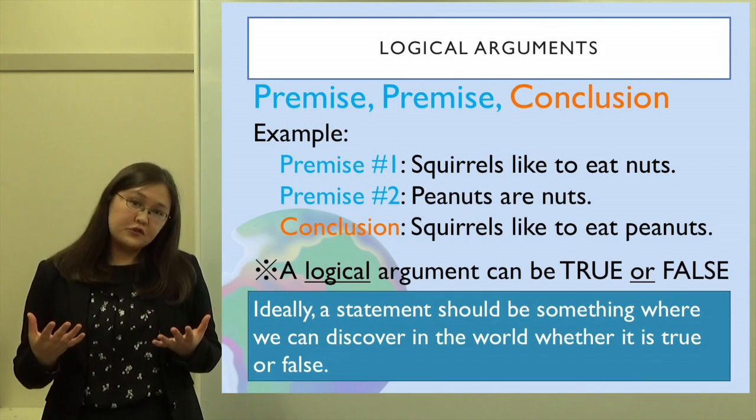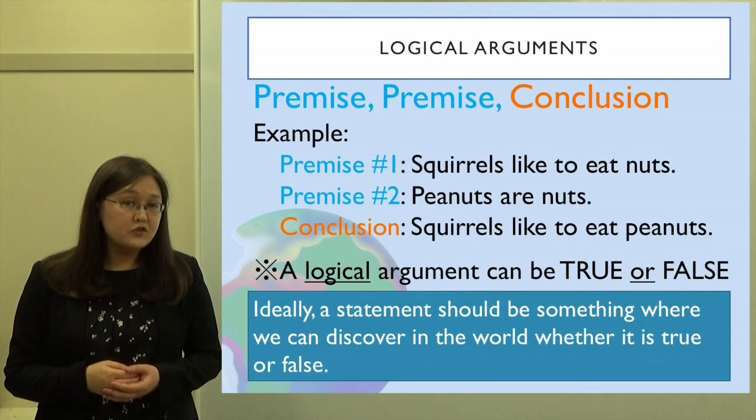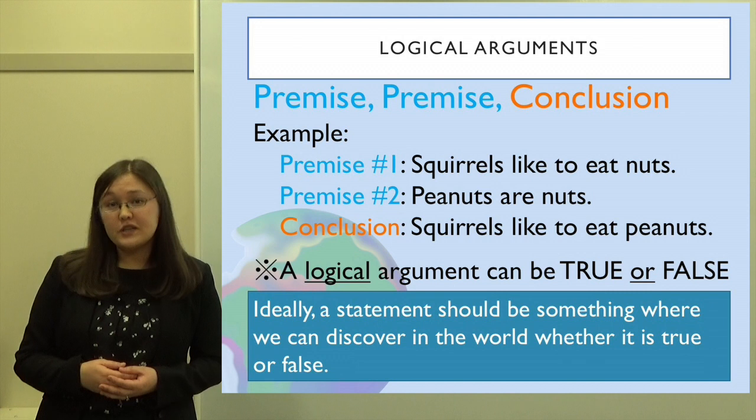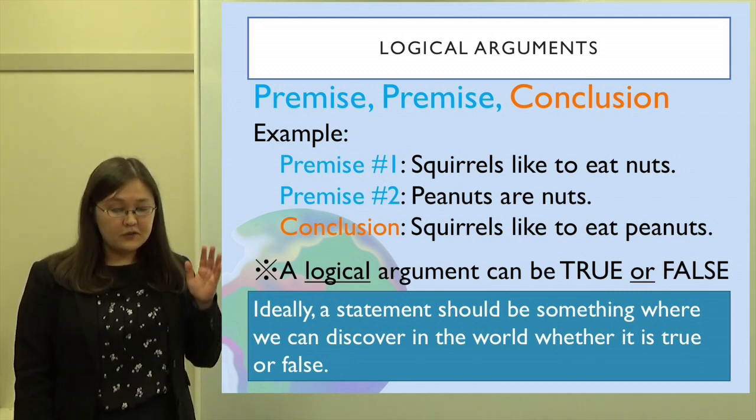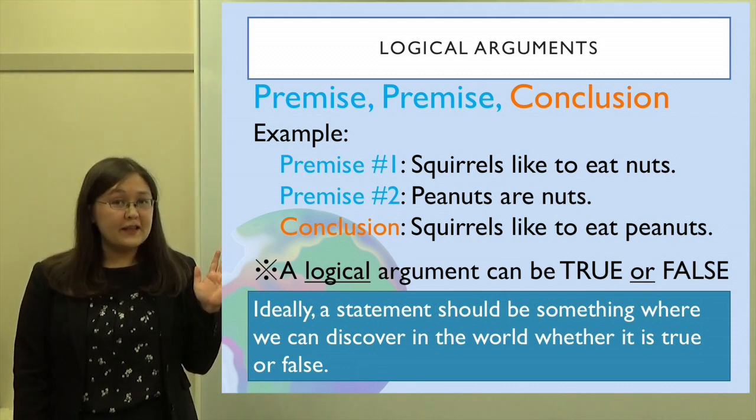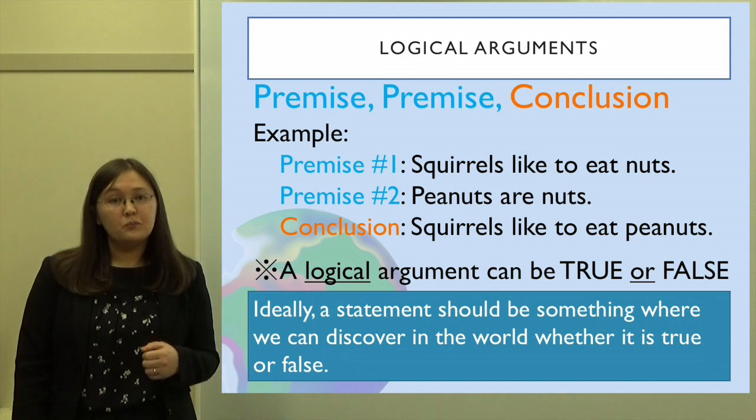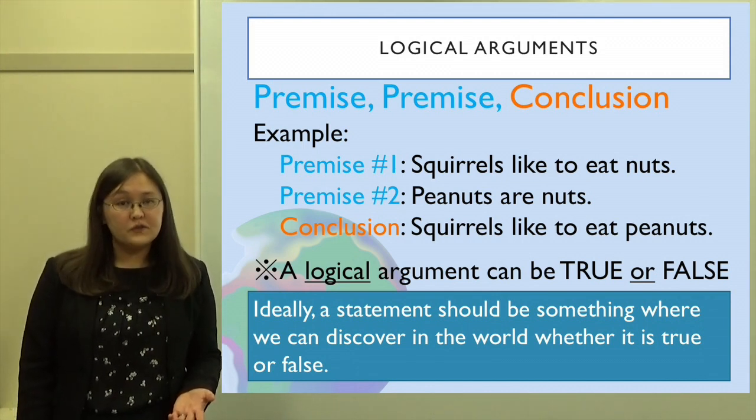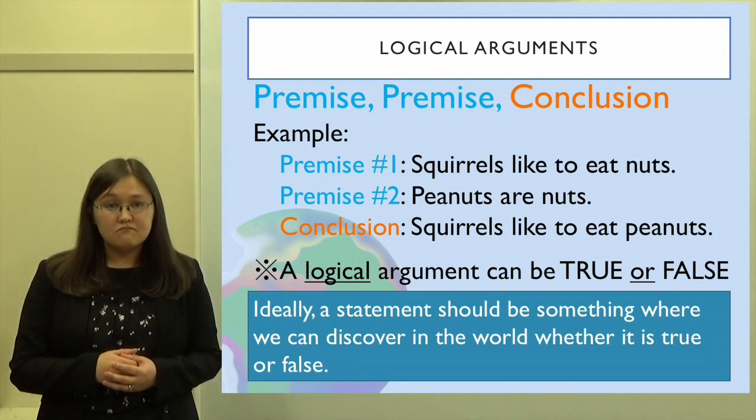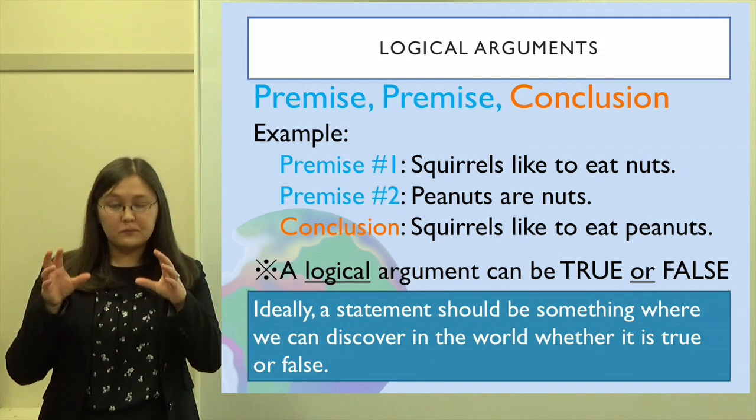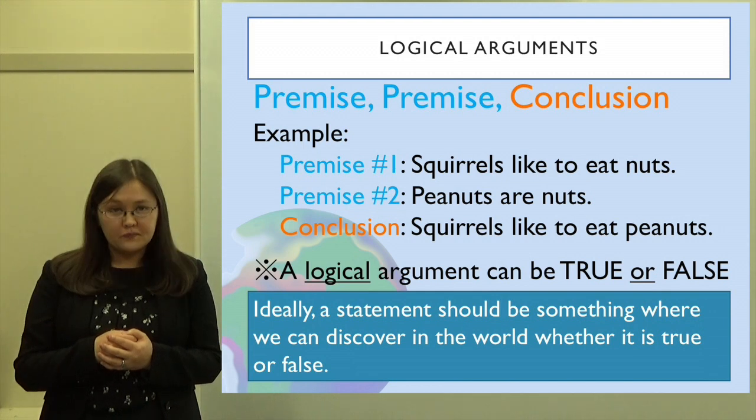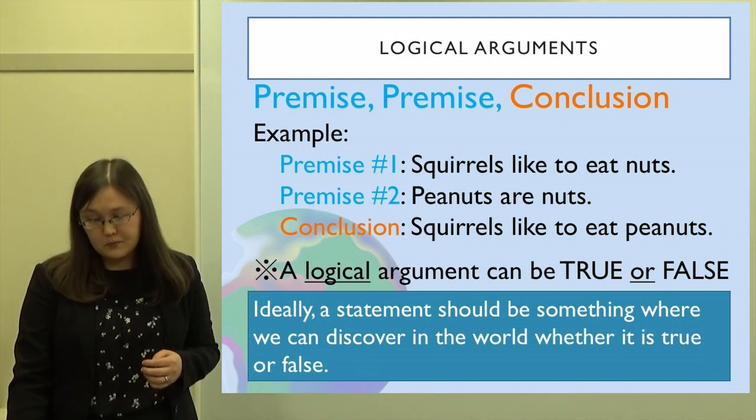So when we do logical arguments, we have a specific structure. You need at least two premises, maybe more, and the conclusion that follows from the premises. This is just a simple example. Premise 1, squirrels like to eat nuts. Premise 2, peanuts are nuts. So in conclusion, squirrels like to eat peanuts because peanuts fall within nuts. From premise 1 plus premise 2, both of those go into the conclusion, and then you have the logical argument. It can be true or false.